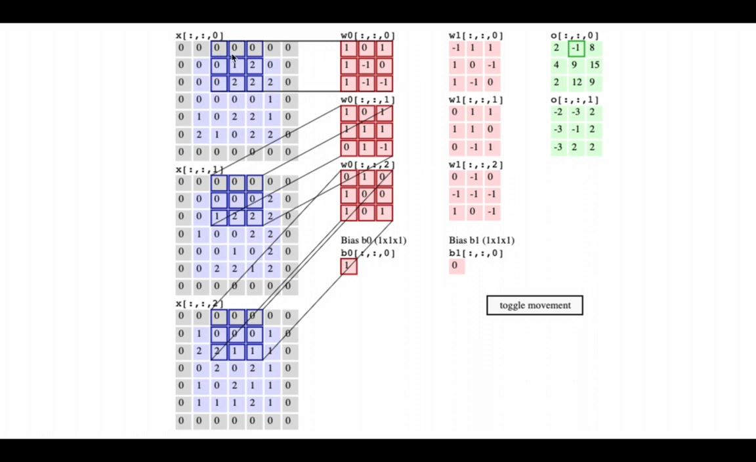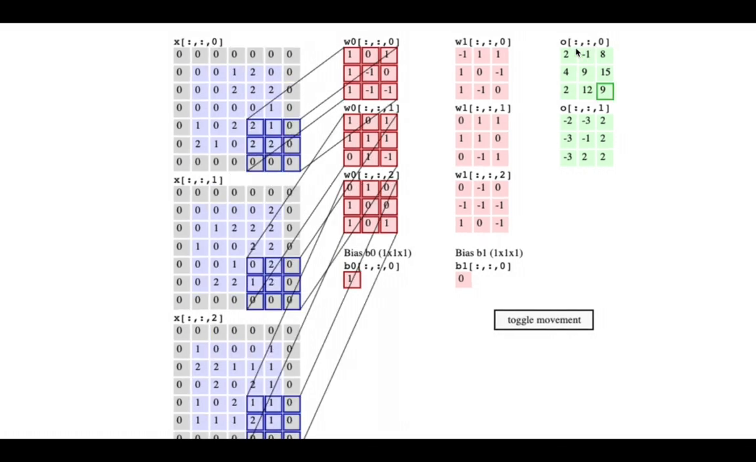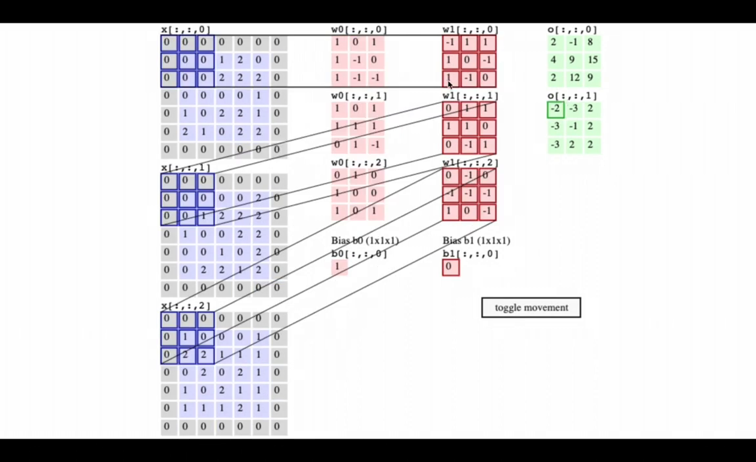We calculate this multiplication and sum them together and plus the bias 1. We get the second number of the output image, minus 1. And we continue to shift the filter all the way through, and eventually we complete the first channel of the output image. Then we can repeat the same calculation for the second filter.